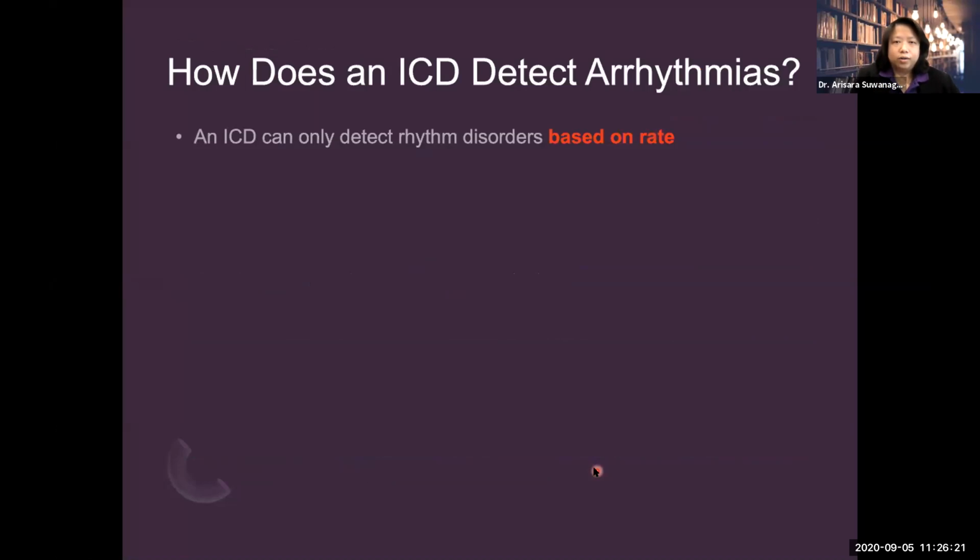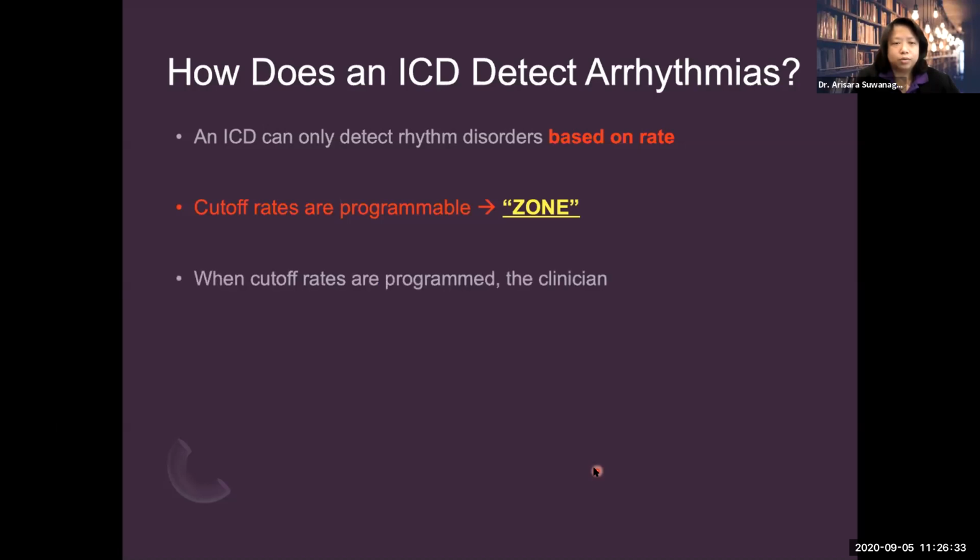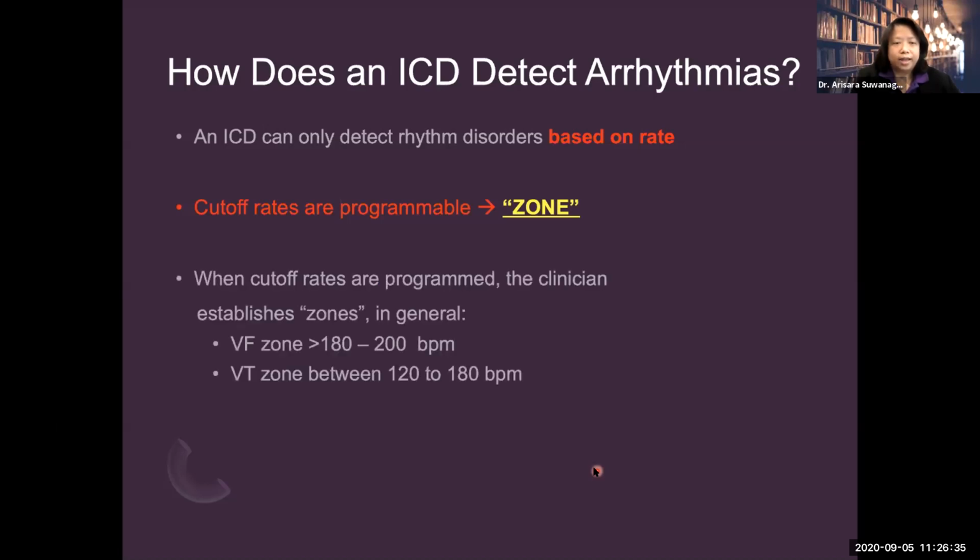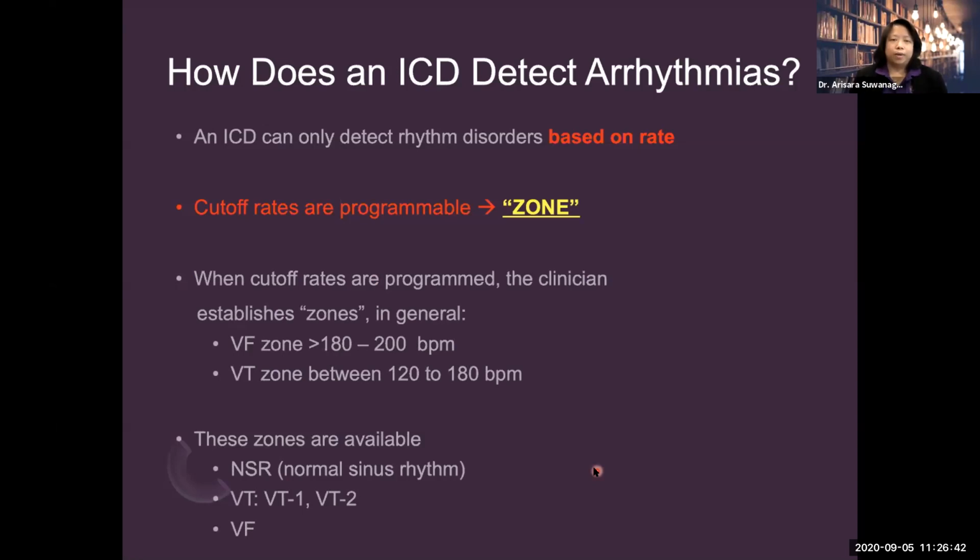Okay, let's see how the ICD detects the arrhythmia. First of all, it detects by rates. And with these rates, we program zones. They're cutoff zones, so we can define them into VT or VF zones, like I said before. For the VT zone, we might program VT1, VT2, and a VF zone to make sure that we have defined a different therapy in each zone. So these are all programmable.